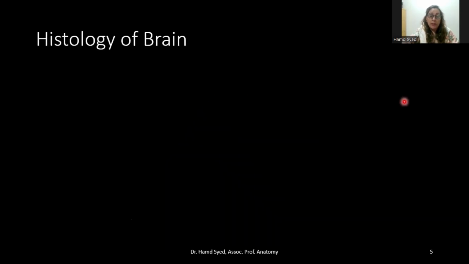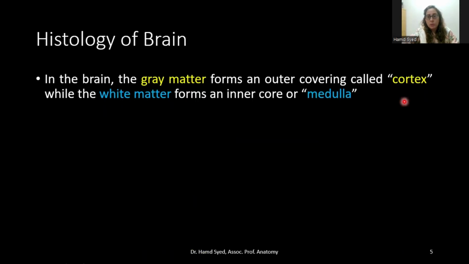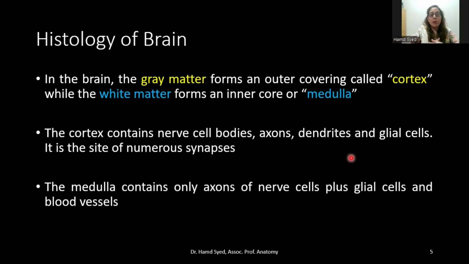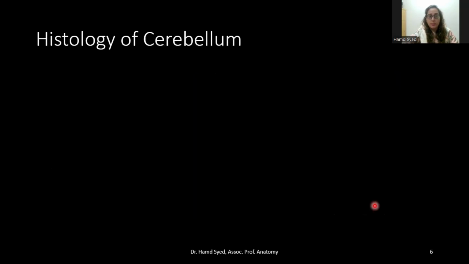So before beginning specifically with the cerebellum, generally speaking, you should know that in the nervous system the gray matter is present on the outer aspect, and there it is known as the cortex, whereas the white matter is present in the inner part, and there it is known as the medulla. The cortex contains nerve cell bodies, axons, dendrites, and glial cells, and it also is the site of numerous synapses. Whereas the medulla is the part which only has axons of nerve cells, plus some supporting glial cells and blood vessels. Now let's talk about the cerebellum.